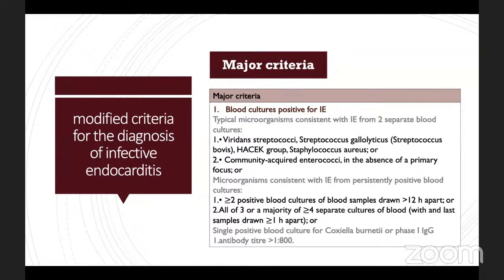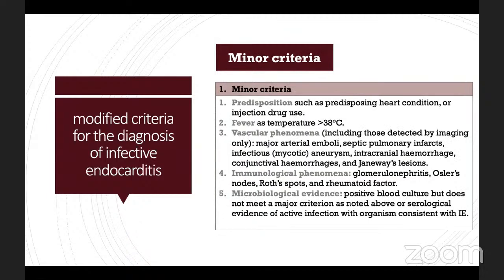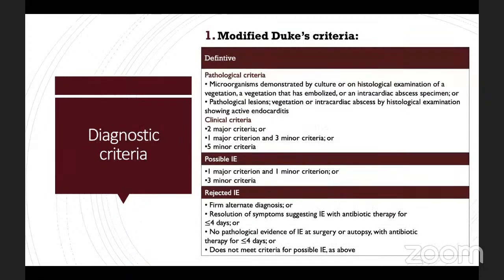So this is the modified criteria for the diagnosis of infective endocarditis. Dr. Awad just mentioned the major and minor criteria, so I will not repeat it again. She also mentioned the modified Duke criteria.